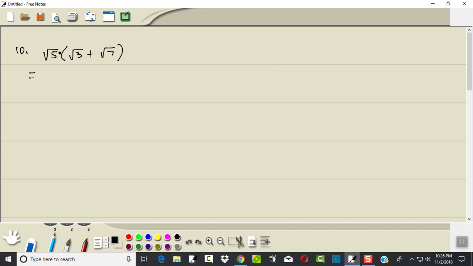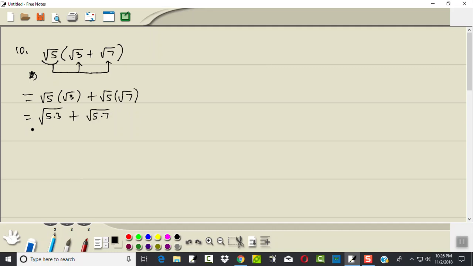This is a distributive property because we've got a single item here. So we're going to take that single item, in this case a square root, and we're going to multiply it times each item inside here. In this case, these are square roots also. So we're going to have square root of 5 times square root of 3, and we'll have square root of 5 times square root of 7. Again, when you're multiplying radicals together, assuming they have the same index, you multiply what's underneath. So we're going to have square root of 5 times 3 plus square root of 5 times 7.